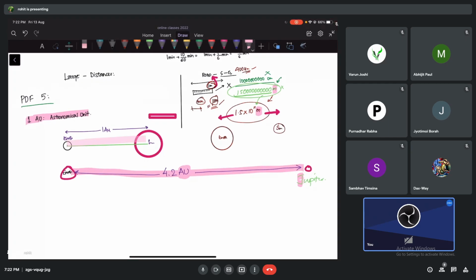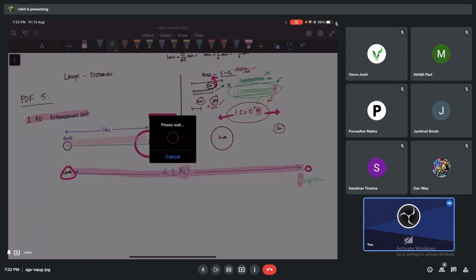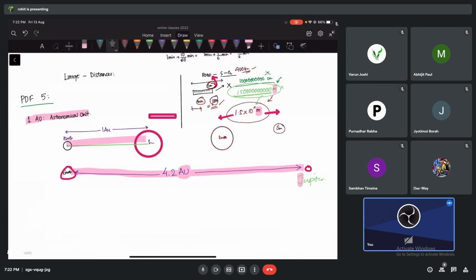So that is why we have a very nice unit, AU. And the moment I speak about AU, you already get some idea. If I tell you 10 AU, you already have this idea in your head: 10 AU is a distance that is 10 times the distance between the earth and the sun.